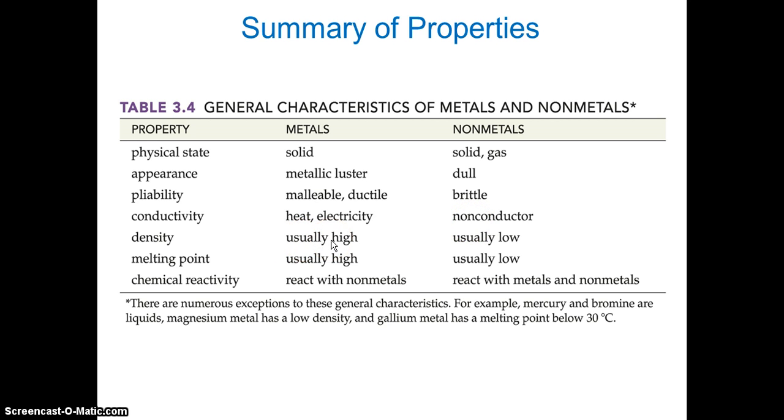Metals are highly dense and nonmetals are usually low in density. The melting points of metals are high and nonmetals are low. Chemical reactivity: metals react with nonmetals, and nonmetals react with metals and nonmetals. So these are the general characteristics of metals and nonmetals.